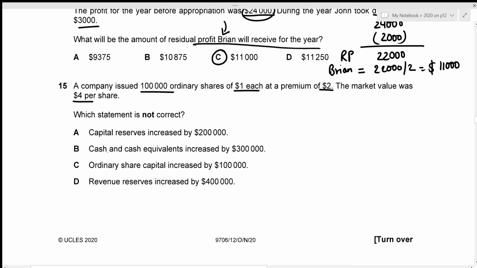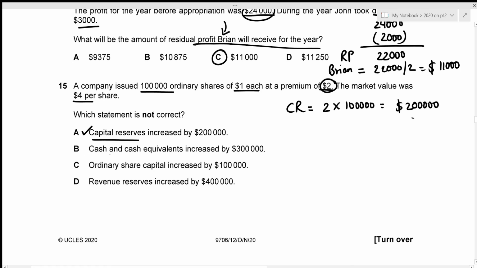So the very first one is that the capital reserves increased by 200,000. We know that the premiums represent the capital reserves, and the premium is 2 per share, right? So let's figure out the total capital reserve. That's going to be 2 times the number of shares, which is 100,000, which results in 200,000. So this means that our capital reserves has definitely increased by 200,000. So the statement given in option A is correct.